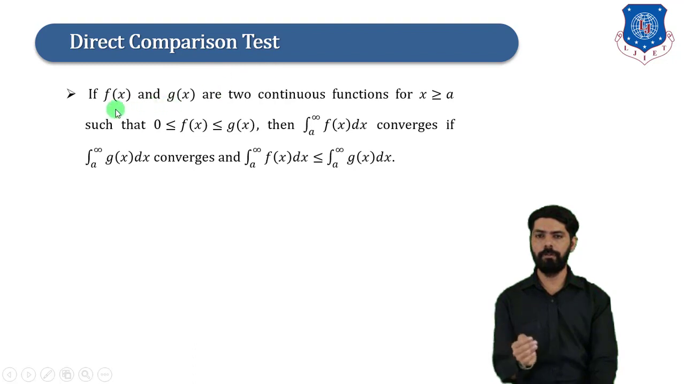If f(x) and g(x) are two continuous functions for x greater than or equal to a, such that 0 ≤ f(x) ≤ g(x), then the integral from a to infinity of f(x) dx converges if the integral from a to infinity of g(x) dx converges, and the integral of f(x) dx is less than or equal to the integral of g(x) dx.